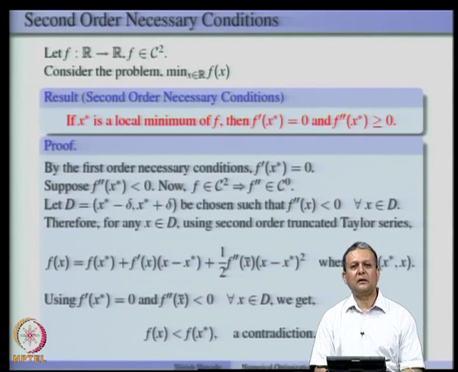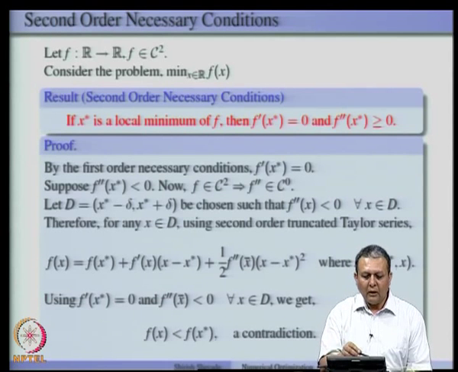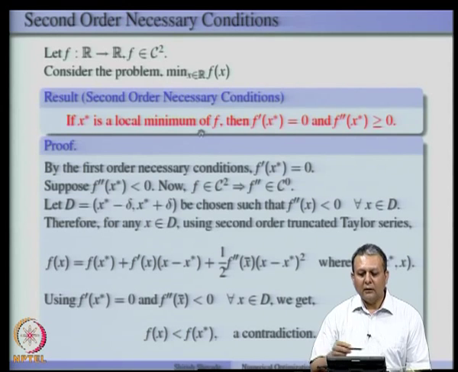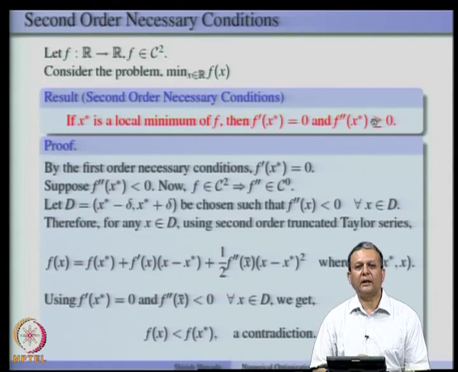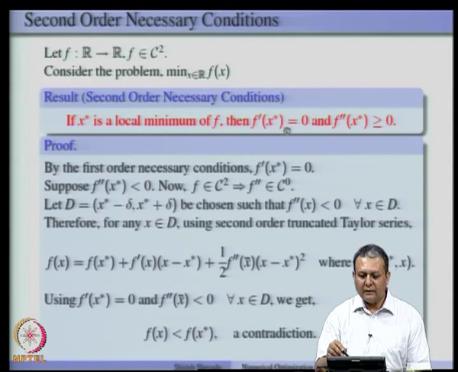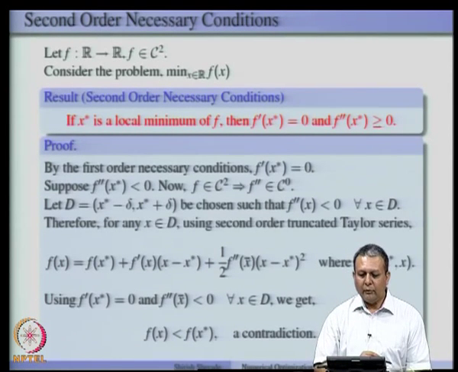Now, here is a result about the second order necessary conditions. If x star is a local minimum of f, then the first derivative at x star vanishes and the second derivative is non-negative. So, this result gives us the necessary conditions which use the second order information of the function. Now, how do we prove this?